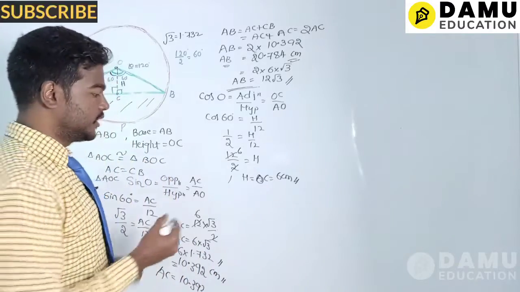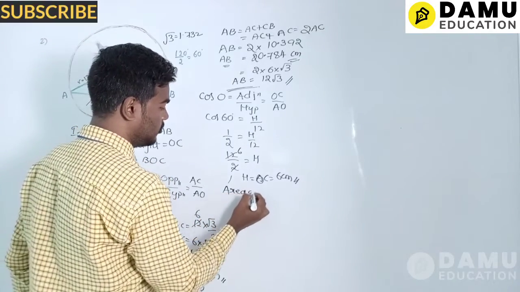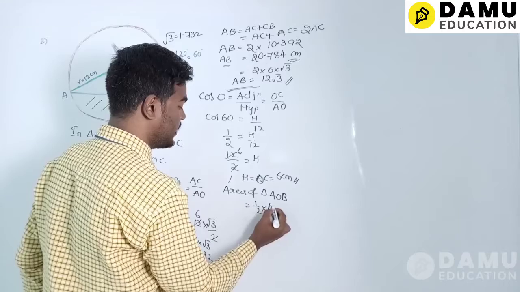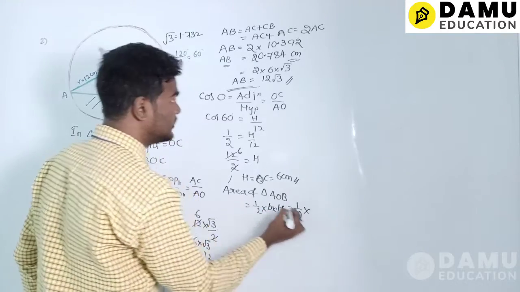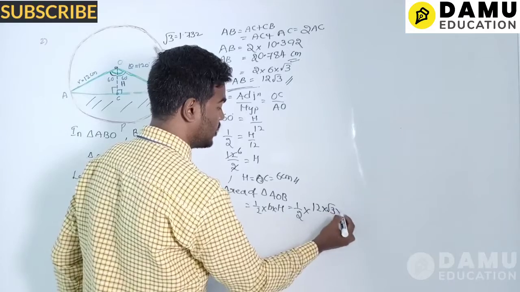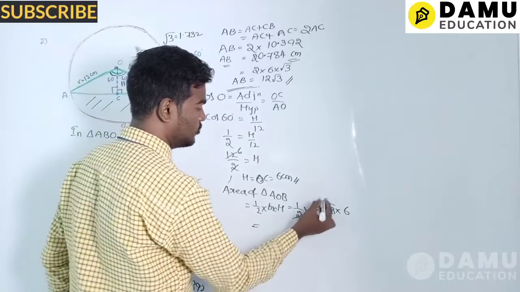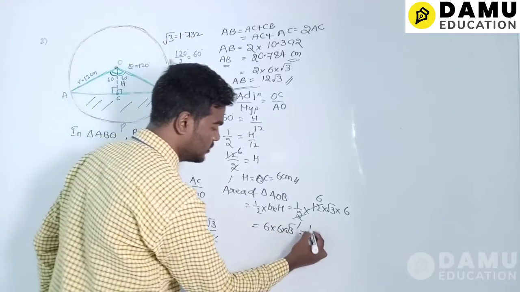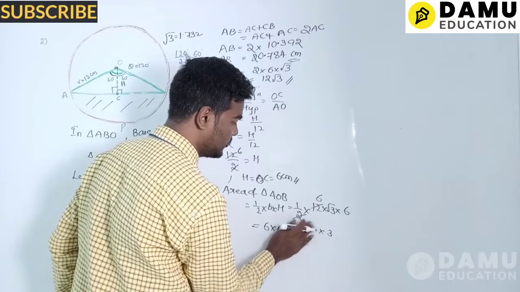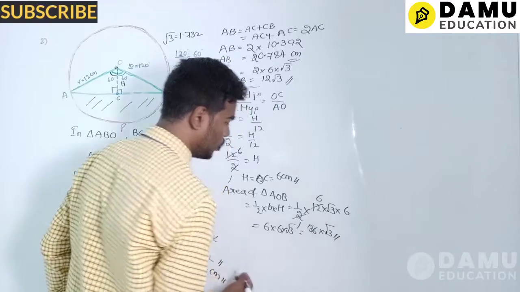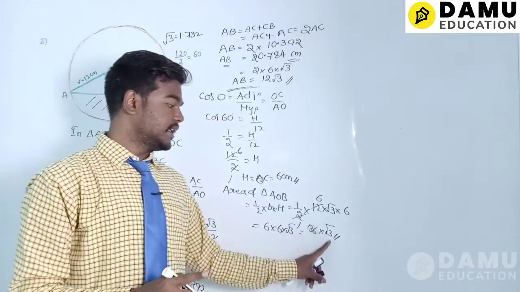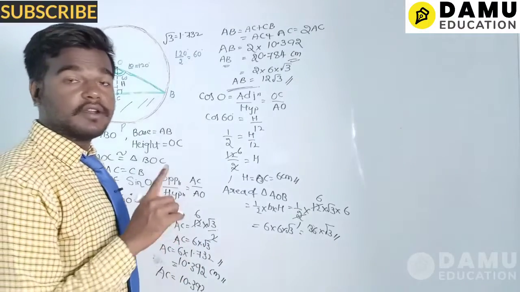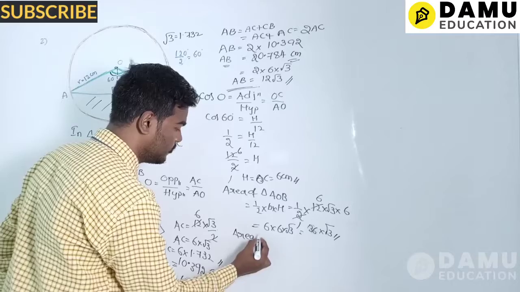Now what we have to find here is the area of the triangle. Area of triangle AOB is equal to half into base into height. So half into base, which is 12 root 3, into height, which is 6. So 2 into 6 is 12, 6 6s are 36, into root 3. So we got 36 root 3 as the area of the triangle AOB. Now what we have to find here is the area of the sector.